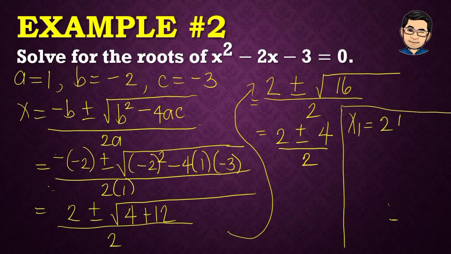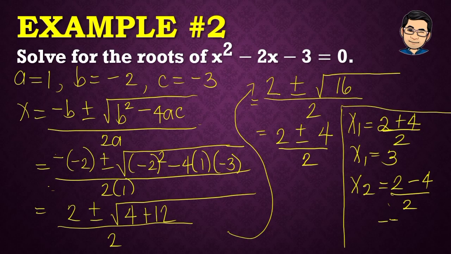2 plus 4 over 2. 2 plus 4 is 6. Divided by 2, 3. So, x sub 1 is 3. Then, x sub 2, 2 minus 4 over 2. So, 2 minus 4 is negative 2. Divided by 2, negative 1. So, x sub 2 equals negative 1.